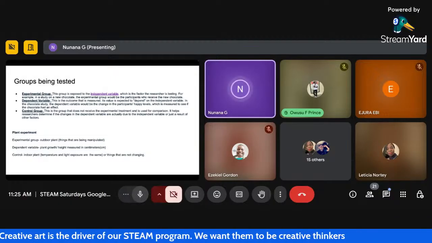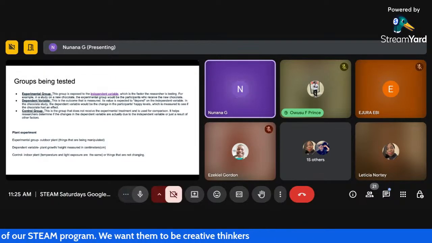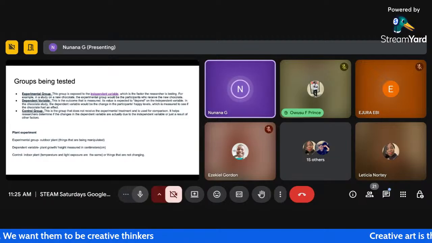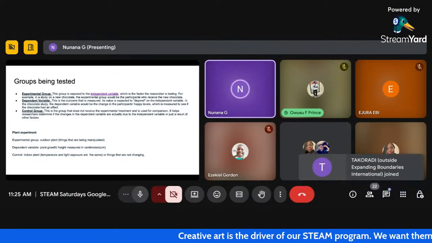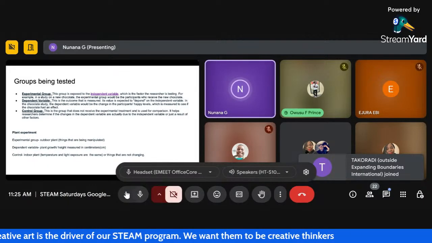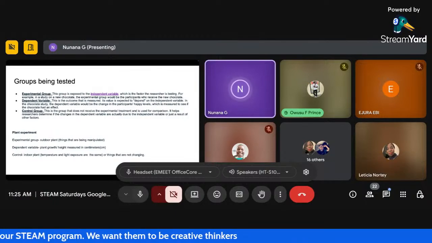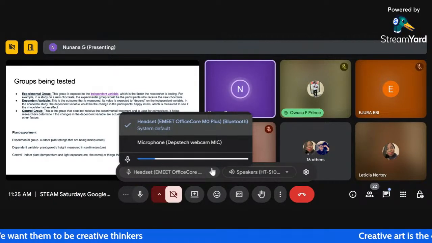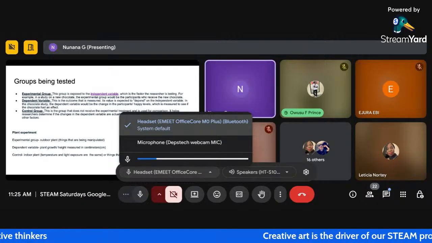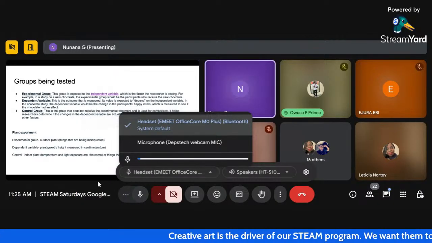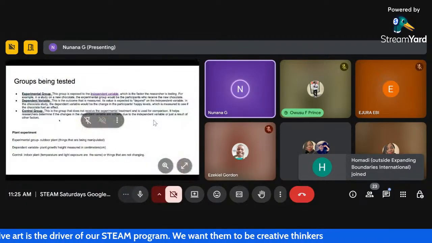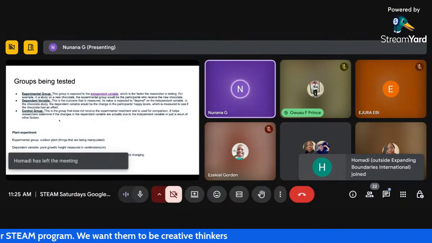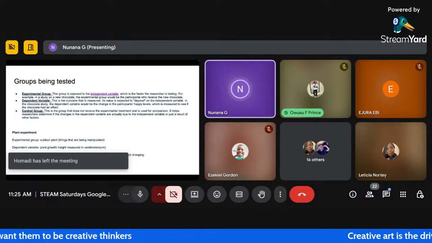So the groups that are being tested. The experimental group is the group that we're manipulating, where we're changing things around, right? Things that don't stay the same. We know that the weather outside always changes. It doesn't remain the same. So that would be the outdoor plant. The dependent variable is the plant growth, right? We're measuring how tall the plants are getting. And then the control group is the plant inside the house. We're making sure that the temperature remains the same.